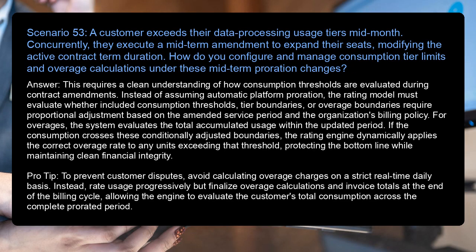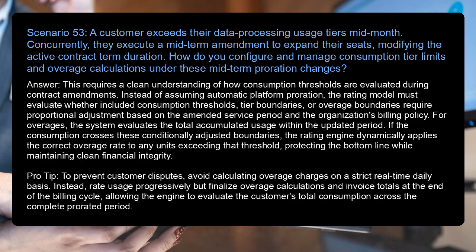Scenario 53. A customer exceeds their data processing usage tiers mid-month. Concurrently, they execute a mid-term amendment to expand their seats, modifying the active contract term duration. How do you configure and manage consumption tier limits and overage calculations under these mid-term proration changes?